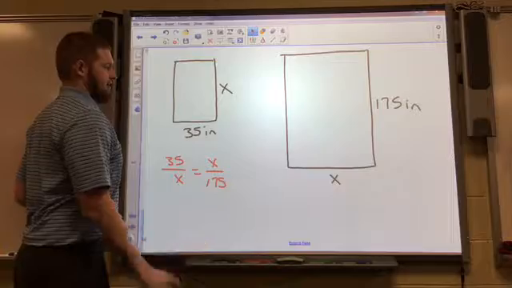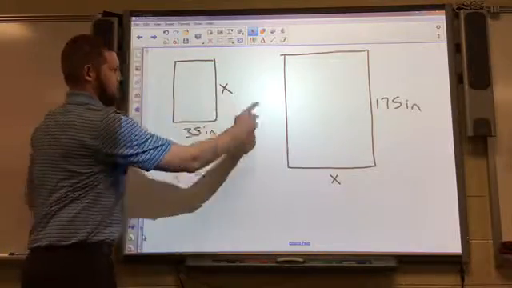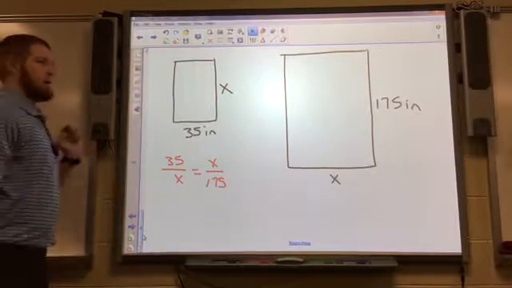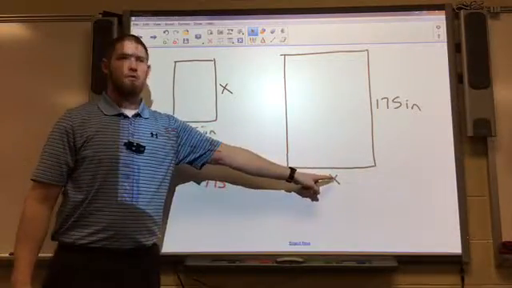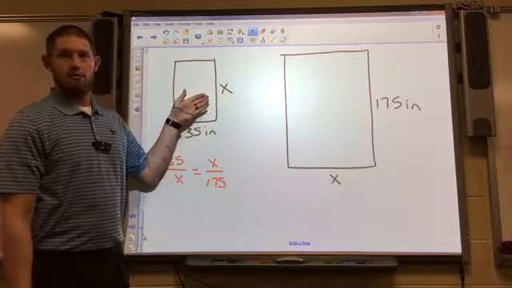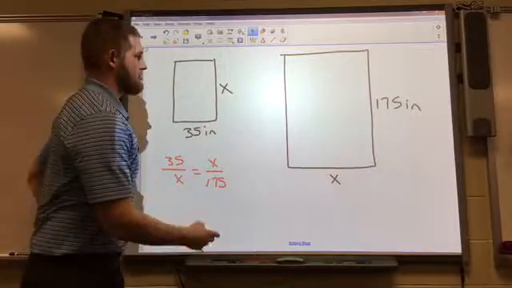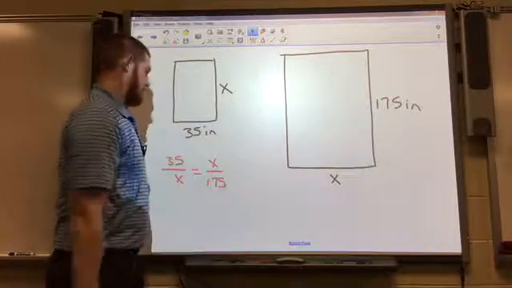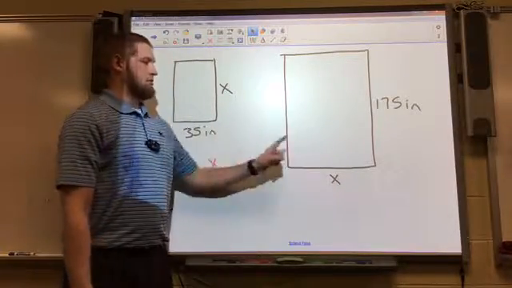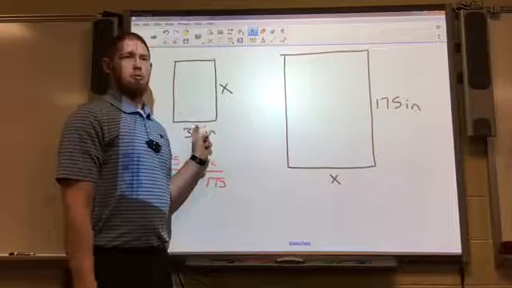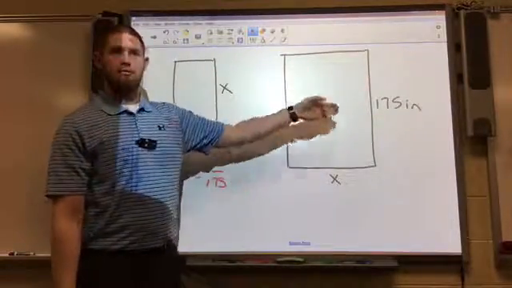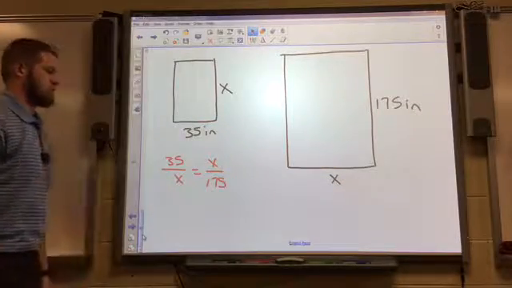Now, would it have been okay to do x over x and 35 over 175? No. Do x and x have anything in common? They're not on the same shape, are they? And they're not corresponding sides. Okay, so that wouldn't work. Make sure if you're doing that, they need to have something in common. 35 and x, what do they have in common? Corresponding sides, right? They're both the base. And then I have x over 175, and they're both the sides. Just make sure you have something in common when you're setting this up.